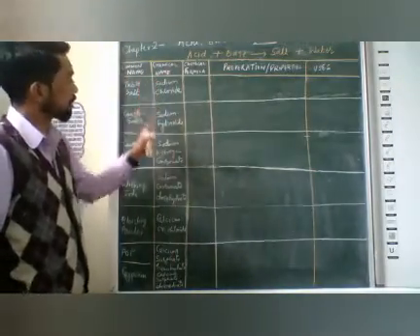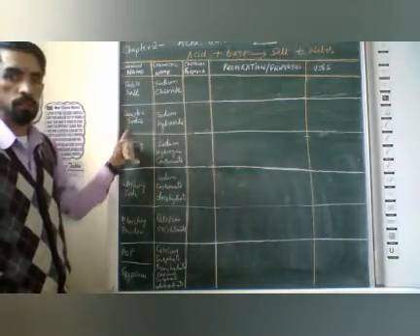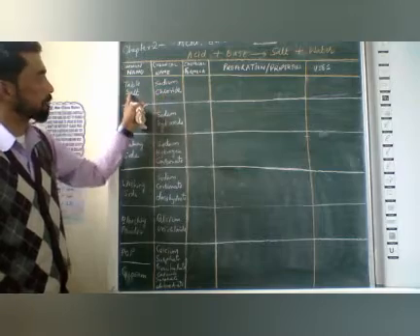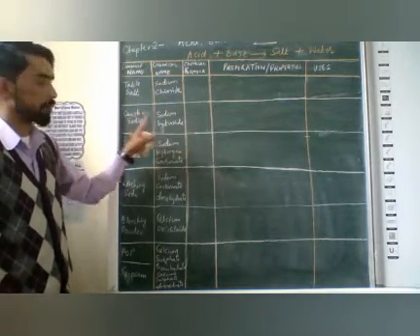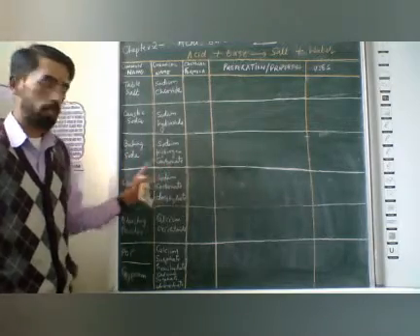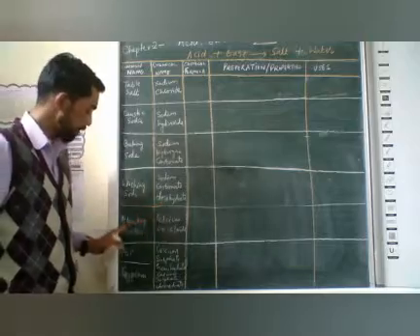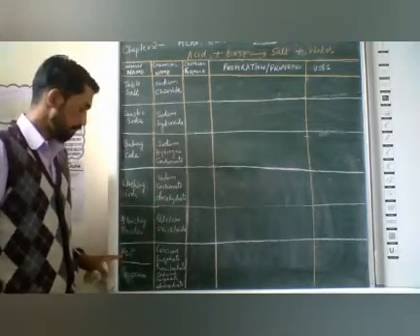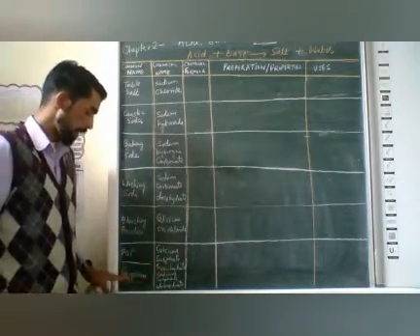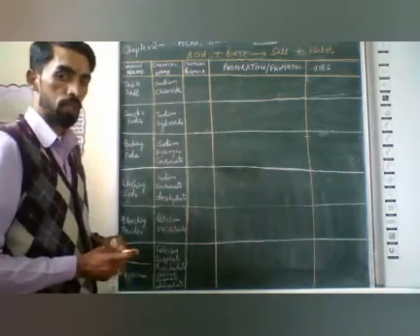Now the first question that can come is to write the chemical names of these. So you can write from here: chemical name of table salt is sodium chloride, caustic soda is sodium hydroxide, baking soda is sodium hydrogen carbonate, washing soda is sodium carbonate decahydrate, bleaching powder is calcium oxychloride, POP is calcium sulfate hemihydrate, and gypsum is calcium sulfate dihydrate. Hope up to this you understood.